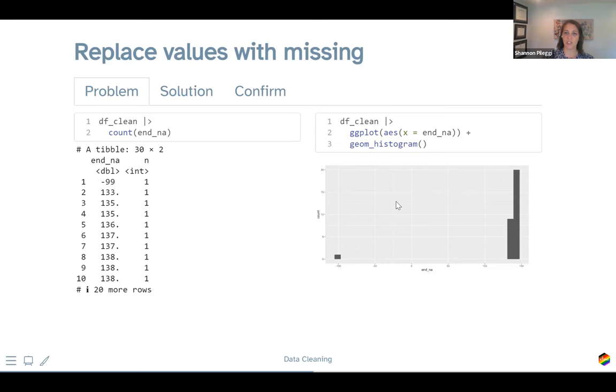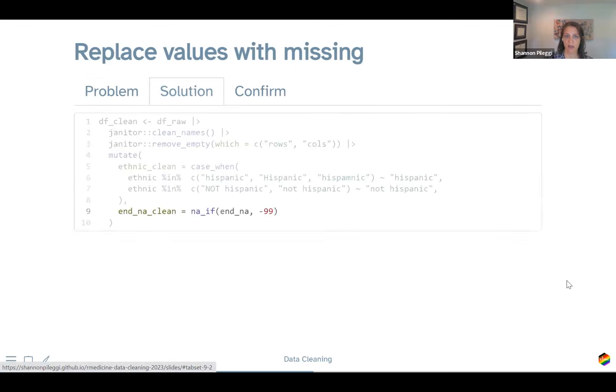You can also see, if you do some visual exploration, that this is really inconsistent with the other values in the data set. That should be a flag for you as well that something weird might be happening. Hopefully you can go back to your source documentation and find that, oh yeah, negative 99s were used to represent missing values. A solution here is to use the na_if function. It's going to take any values in the end NA variable, and if they take on a value of negative 99, it's going to convert it to a proper R NA. Notice again, I'm using, not sodium. Thank you for clarifying, Peter, in the chat there.